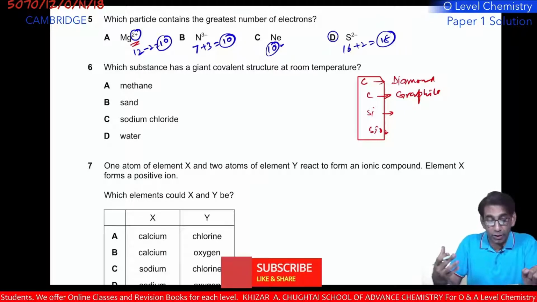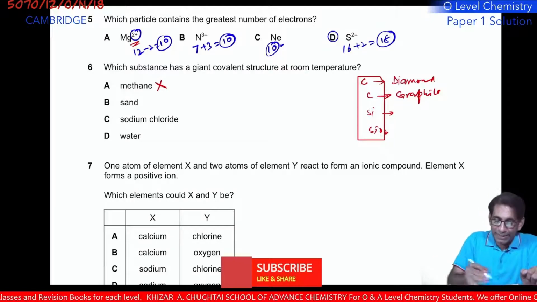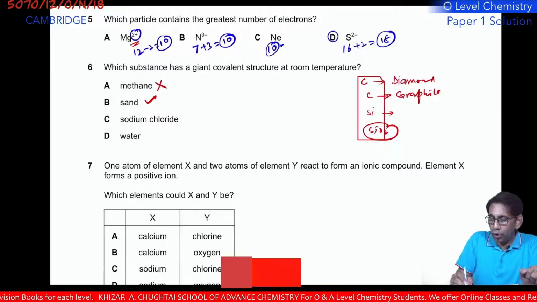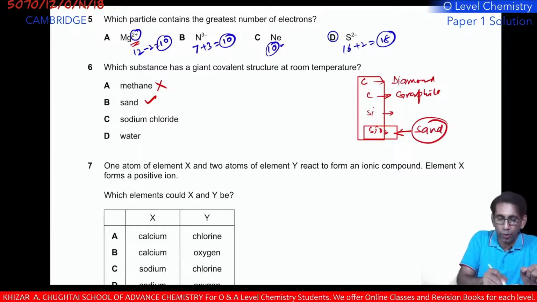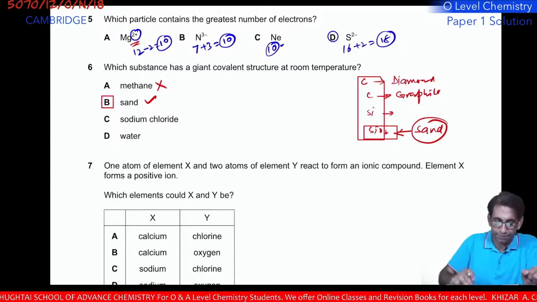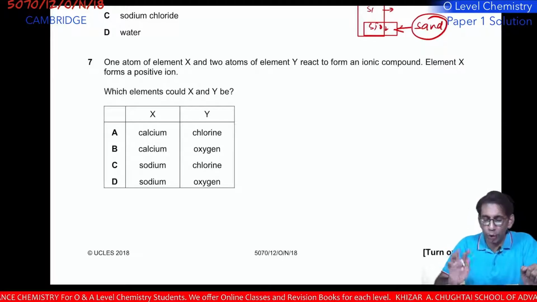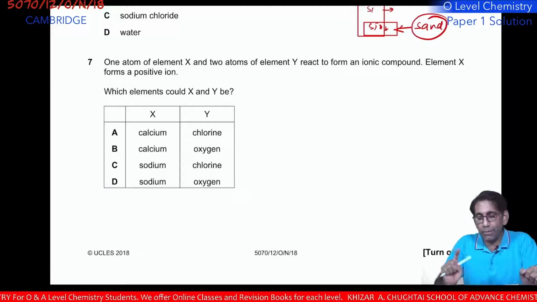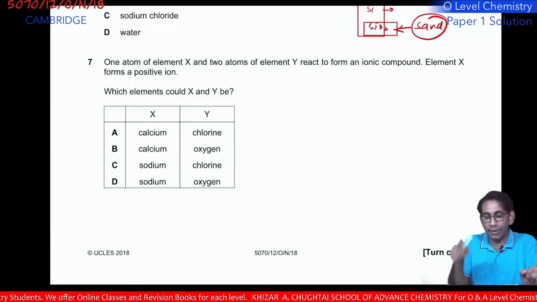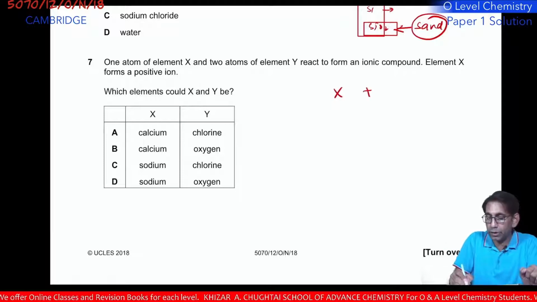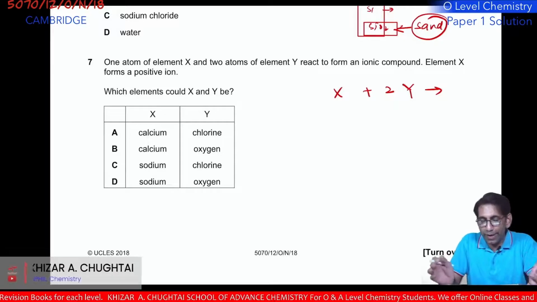So let's come to the options. Methane, no, it's a simple covalent molecule. Sand, yes, it is true. SiO2, the source of SiO2 is sand. So B is the correct option. Question number 7. One atom of element X and two atoms of element Y react to form an ionic compound. One atom of X and two atoms of Y react together to make a compound.